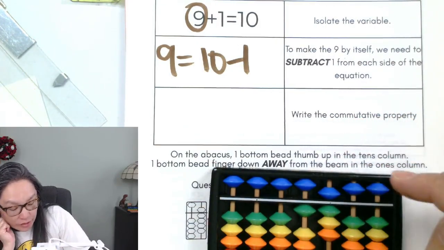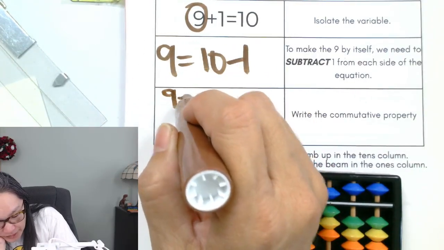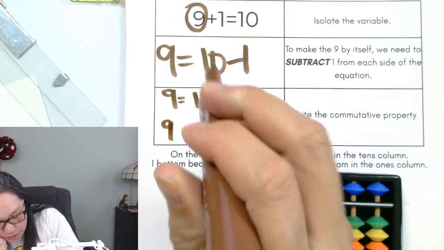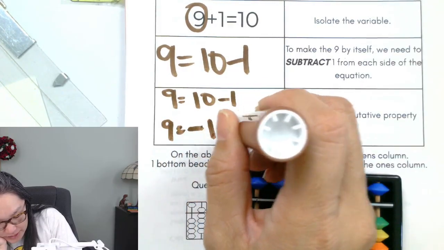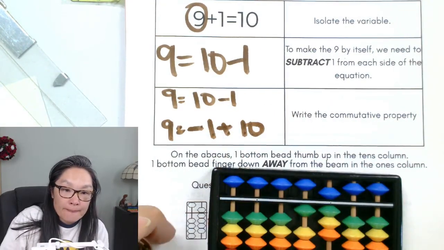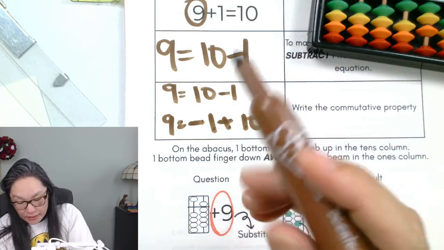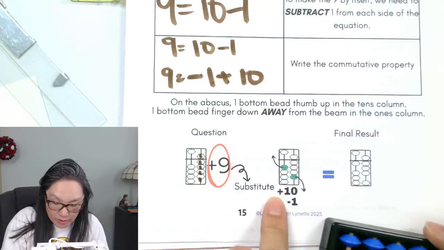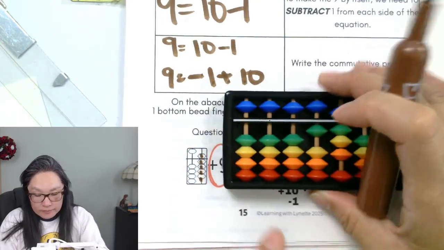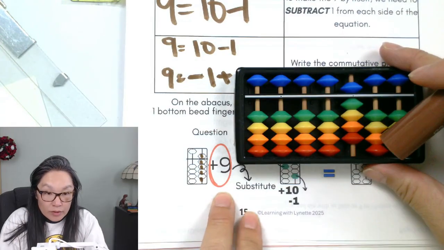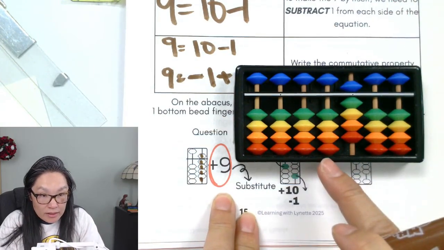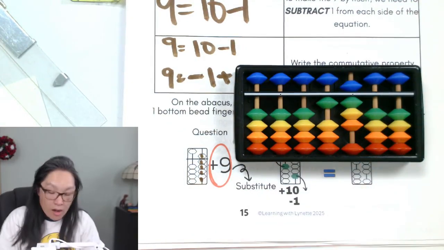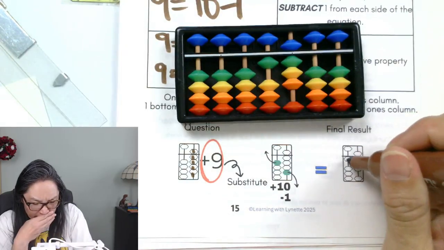This is why rewriting the commutative property would be good, because when we get to bigger numbers, we need to know that we need to be flexible. So 9 is equal to minus the 1 plus the 10. And so if we did it again, we have 9, we have 5, 6, 7, 8, 9. We add the 9, and then we substitute: plus the 10 minus the 1. So if I had 9, I'm going to plus the 9, which is equal to plus the 10 minus the 1, plus the 1 and then minus the 1. So my final answer is 18.